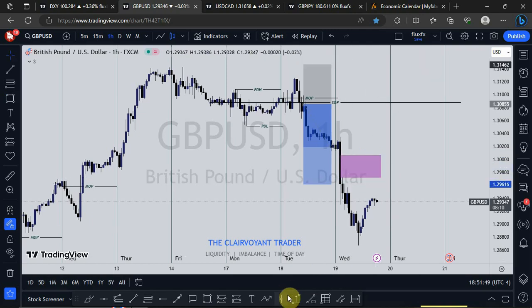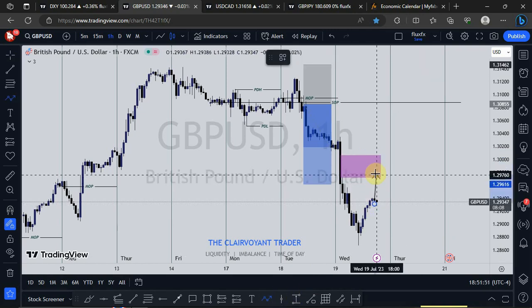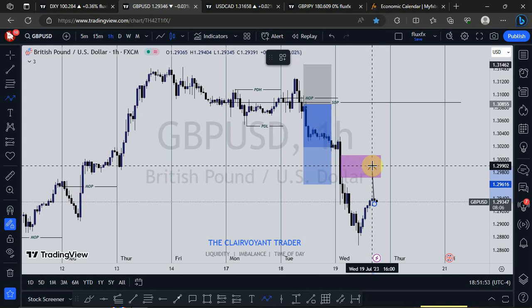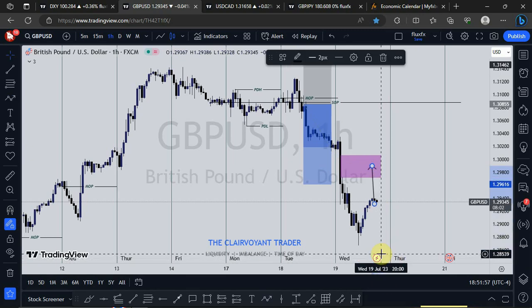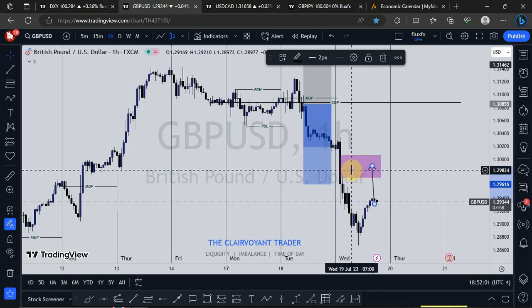All right, price either taps into it or moves 50% of it, then we see a continuation to the downside. So I'll expect price retracing back into this imbalance right here, back into this imbalance right here.